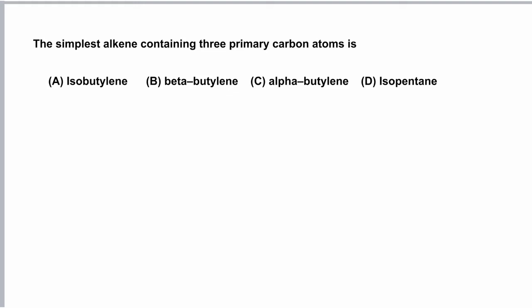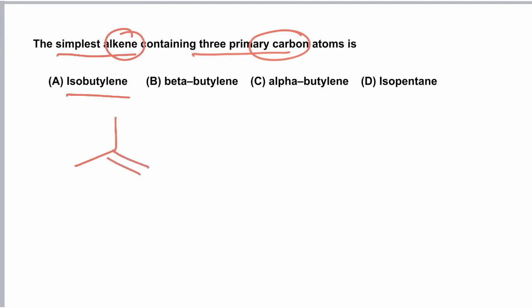In this question we have to find the simplest alkene containing 3 primary carbon atoms. If we take the first example, isobutylene, isobutylene has 3 primary carbon atoms. So the correct answer is A.